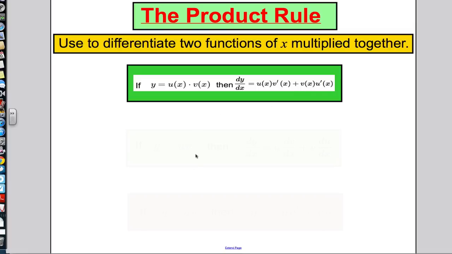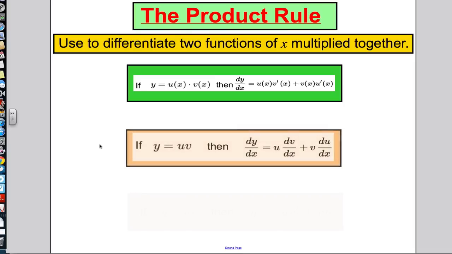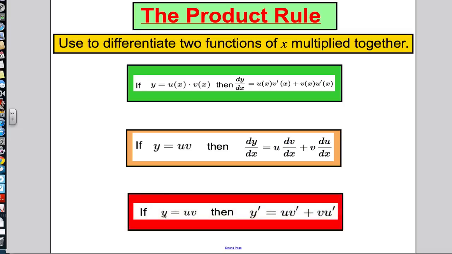And there are many ways of writing this, and I'm going to show you the other ways in case you saw it in another book. That's the same thing as saying if y is two functions u and v multiplied together and these are both functions of x, then dy by dx is u dv by dx plus v du by dx. And the last one, probably the most shorthand version, probably not the most mathematically correct, but the shorthand version that I usually use when I'm writing out exam answers is if y is equal to u times v, where u and v are functions of x, then y dash, the derivative of y, is uv dashed plus vu dashed.